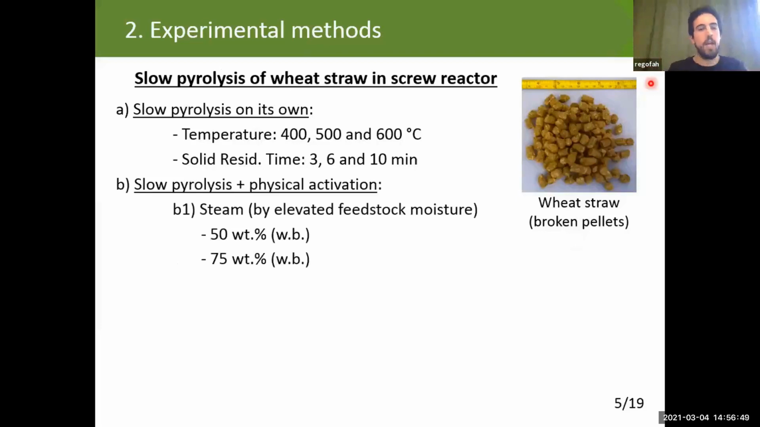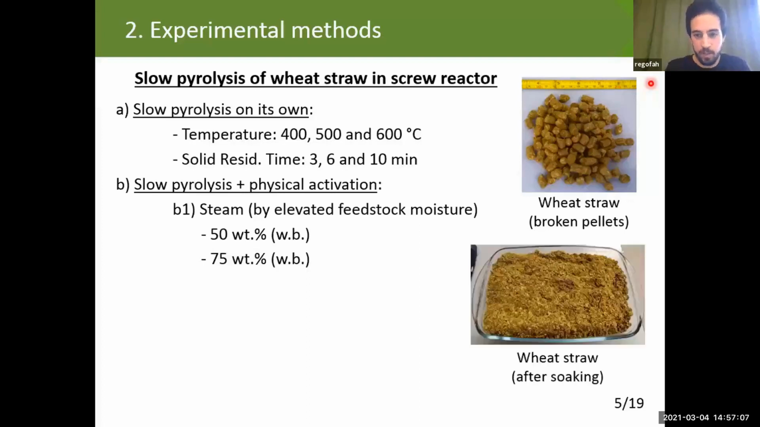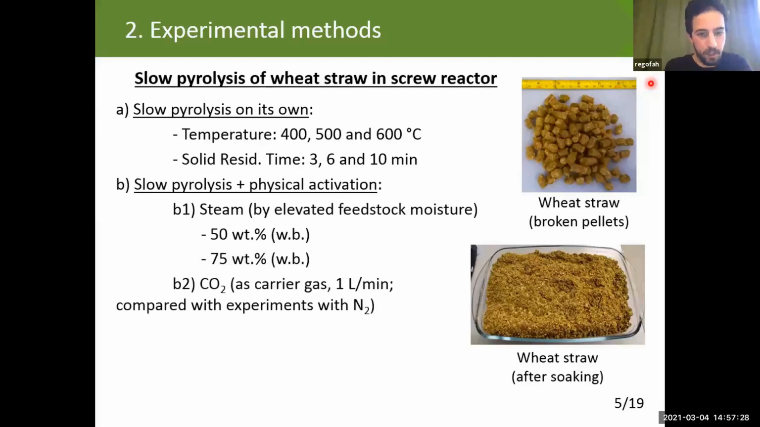The first activation procedure I tried was physical activation with steam, but instead of doing this by steam injection, which is the traditional activation procedure, I artificially raised the feedstock moisture content by soaking it with water, which ends up looking like this. You soak the original feedstock in water, it absorbs most of the water, and the material crumbles up. So I got moisture contents of around 50 and 75%. And the other method of physical activation was using CO2 as injection, as carrier gas.